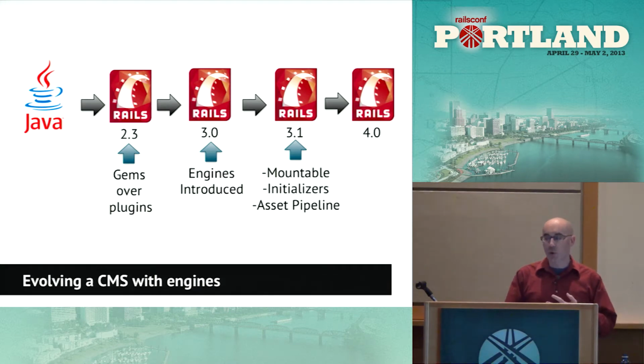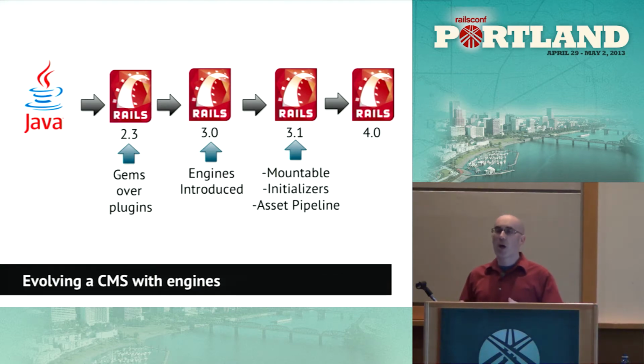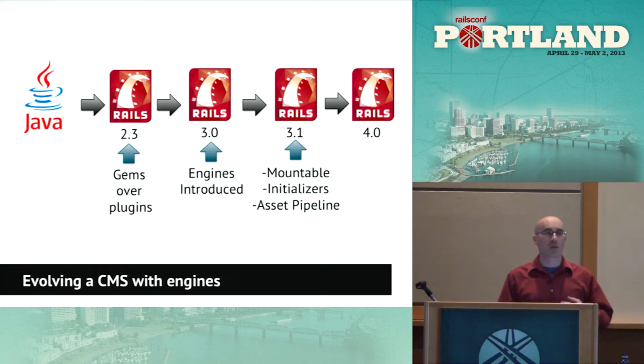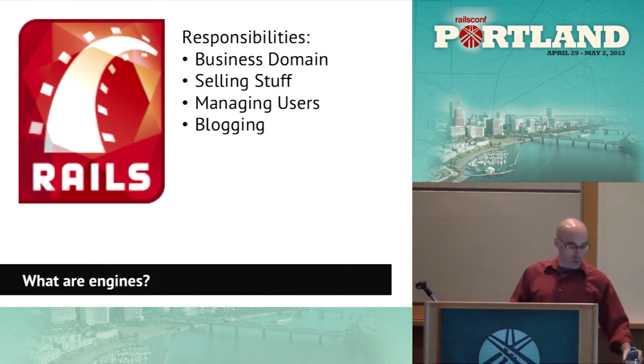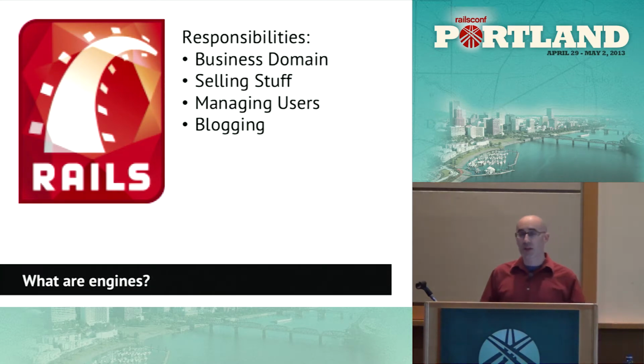And the next release that we'll do, we'll upgrade to 4.0, and I'm pretty confident that this will be pretty seamless because most of the stuff we have now is dependent on these engine APIs, which are stable public APIs. So what are engines? The short answer is it's a bit like a mini Rails application that you can add to other applications. Because it's packaged as a gem, you can easily reuse engines between projects.